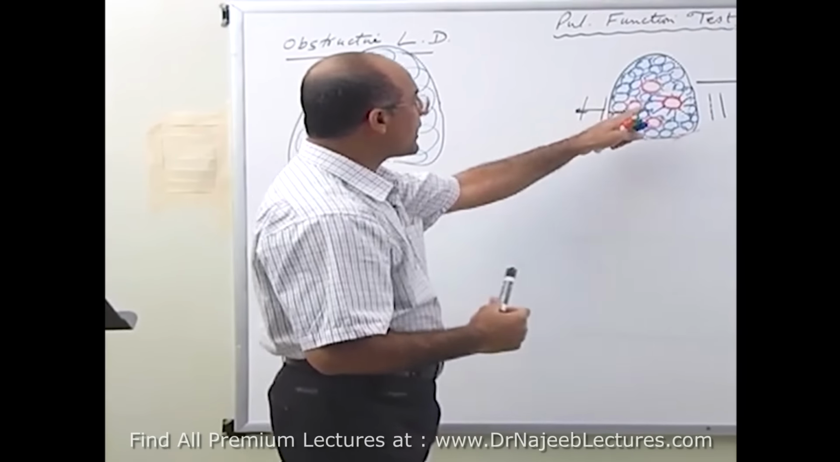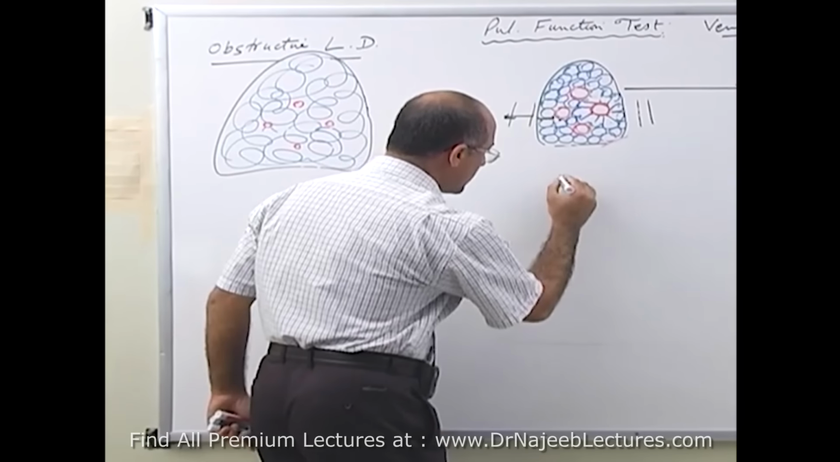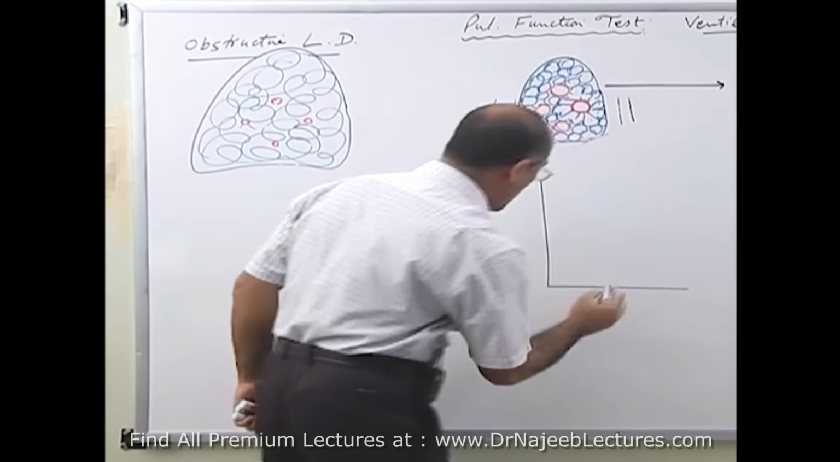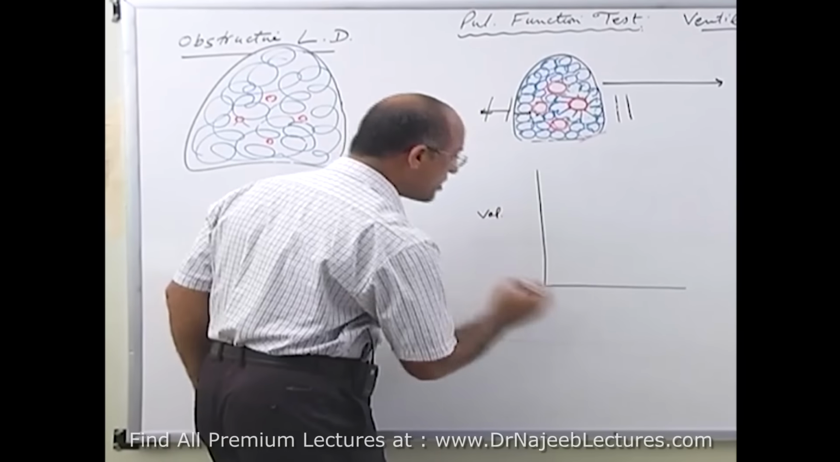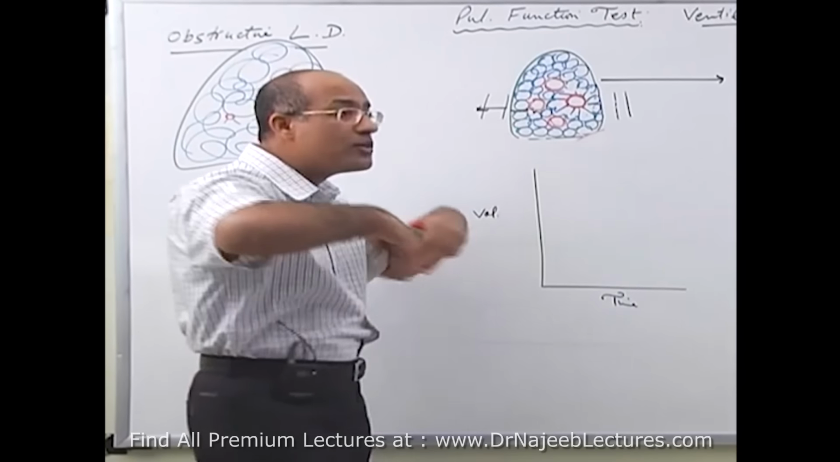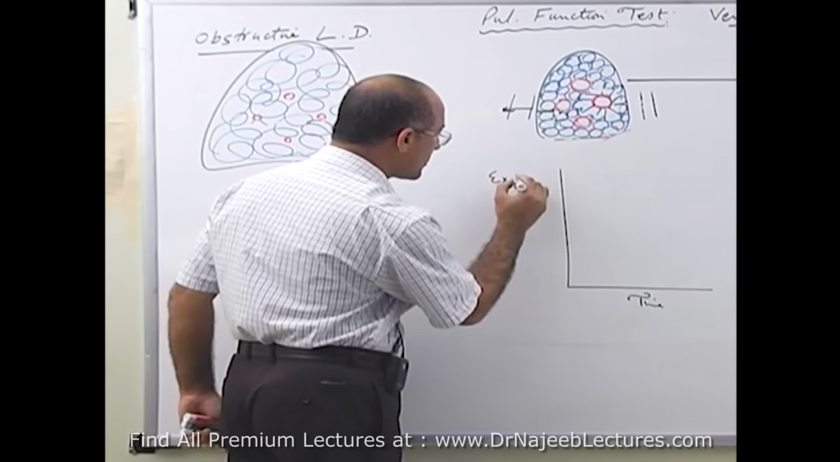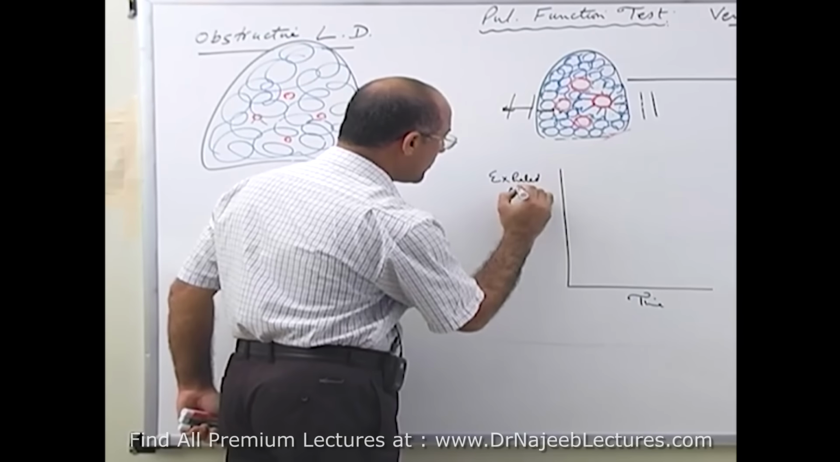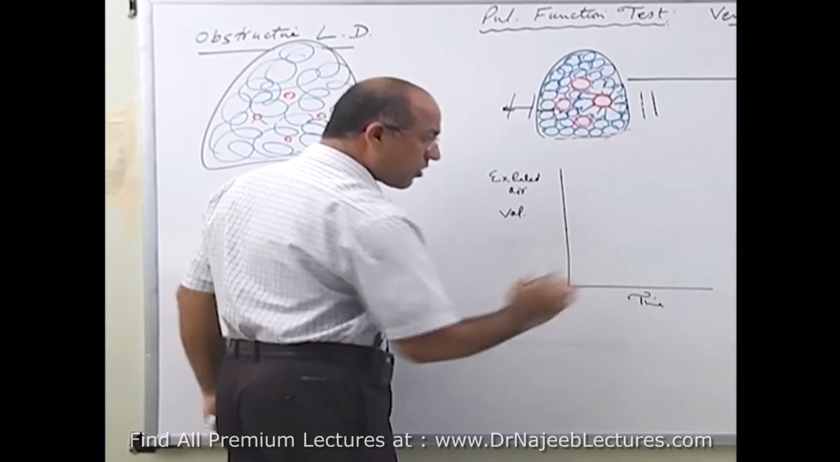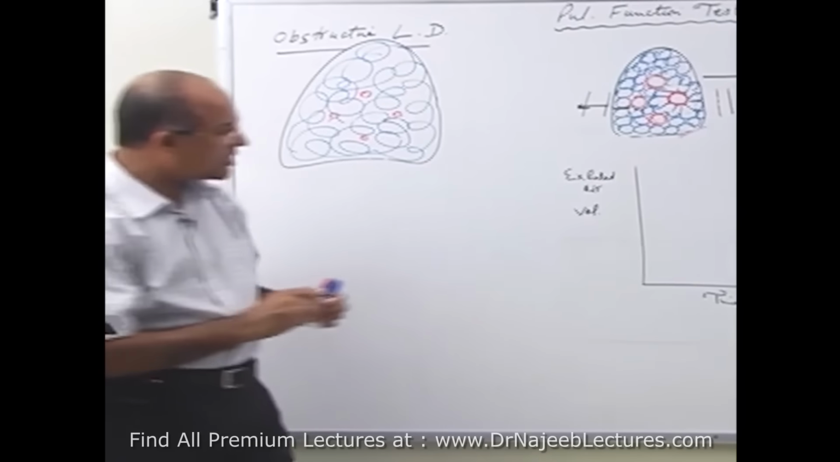First of all, in the normal lung, let's draw volume against time. Which volume? The volume of air which is exhaled, plotted against the time. Is that right? That is what we are going to see now.